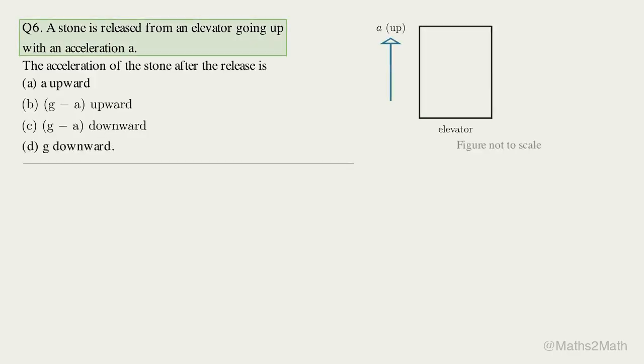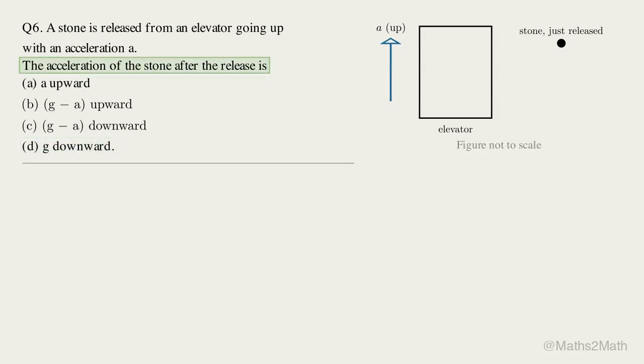Question 6. A stone is released from an elevator that is going up with an acceleration a. The acceleration of the stone after the release is option A, a upward, option B, g minus a upward, option C, g minus a downward, or option D, g downward.